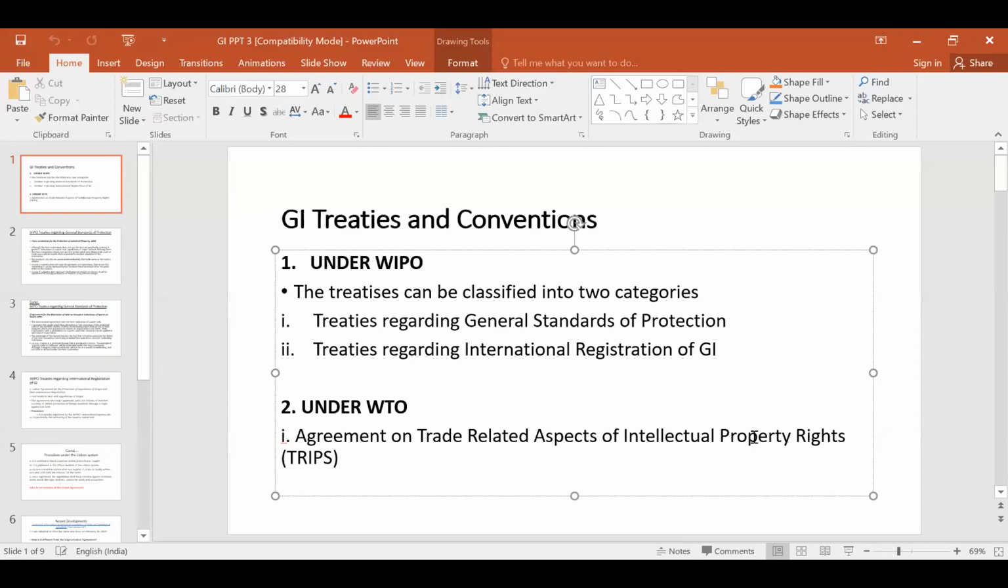So countries like India, China, Brazil were not at all happy with the TRIPS Agreement. They did not want this kind of strict adherence to IPR laws.